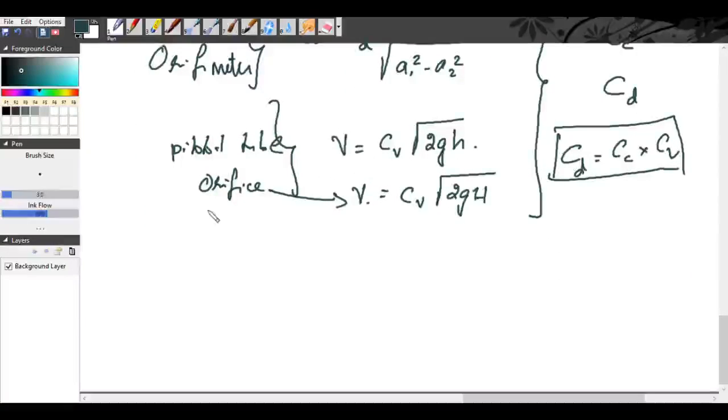Then we have studied Bernoulli's equation. Before this, we saw how to derive Bernoulli's equation from Euler's equation by assuming streamline flow. Okay, thank you. Thank you for today.